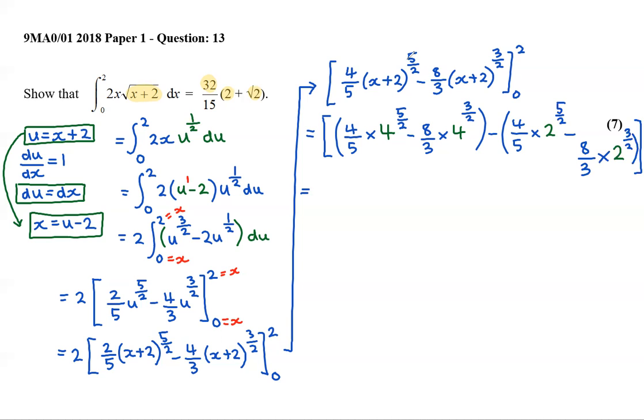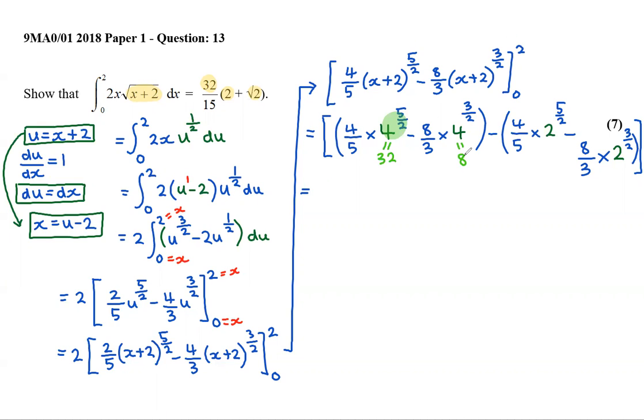Okay, now let's have a look at some of these values, see if we can simplify this. So we've got 4 to the power 5 over 2. Now that, if we use our laws of indices, if we take the square root of 4, that's obviously going to be 2. 2 to the power 5 is 32. Then I've got to multiply that by 4 and divide by 5. So that's all right. So that's going to be 32. I'm just going to make a note of that. Then we've got 4 to the power 3 over 2. Again, that's going to be 2 to the power 3, which is 8. Okay, so that's going to be good.